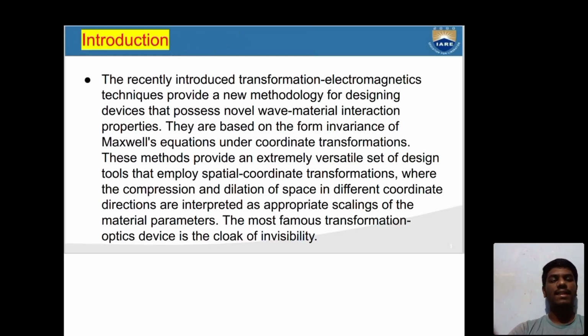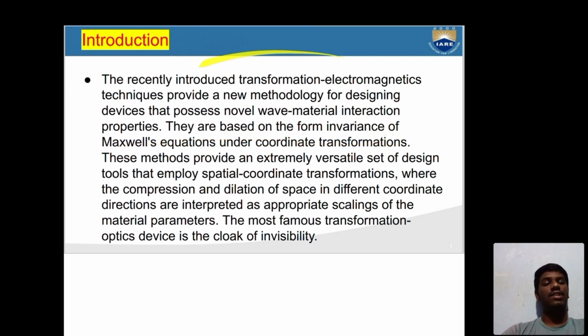Okay, here is the introduction for today's Tech Talk topic. In this slide I am going to give a brief introduction about today's topic. The recently introduced transformation electromagnetic techniques provide a new methodology for designing devices that possess novel wave-material interaction properties. They are based on the form invariance of Maxwell equations under coordinate transformations.